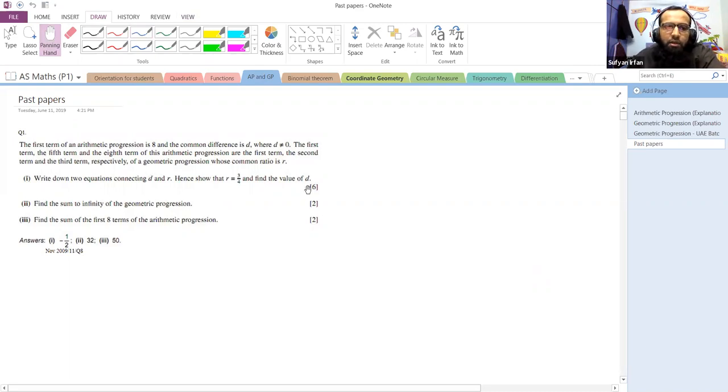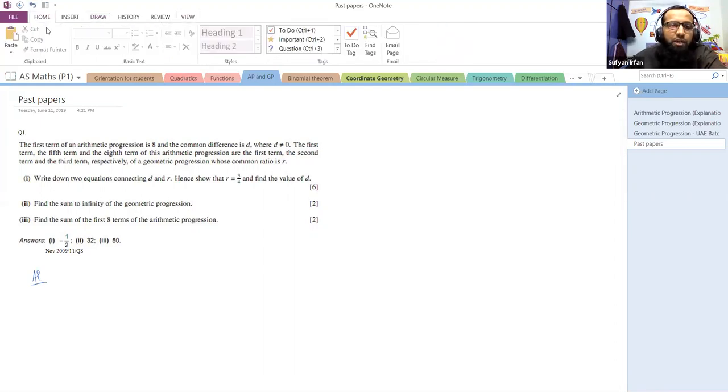It's a big question. It's a 10 mark question of geometric and arithmetic progression combined. Both the things are combined in this first question, so it's definitely a good question for us. The first term of an arithmetic progression is 8, and the common difference is d. One strategy a student should follow is to clearly write everything so that we do not have to read the question once again. In AP, the first term is 8 and the common difference is d.